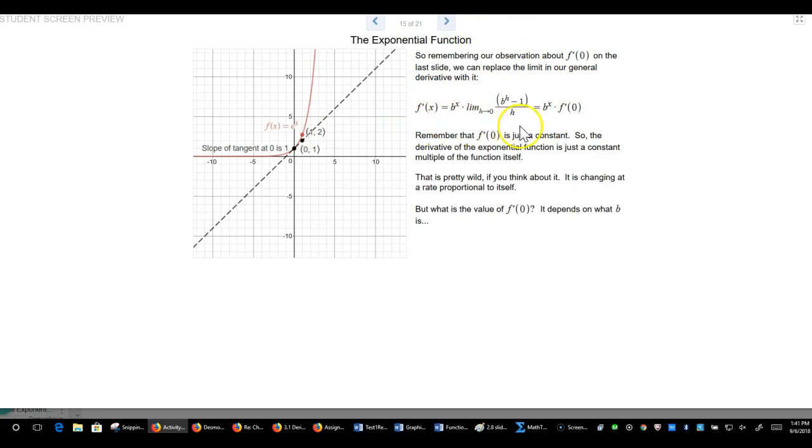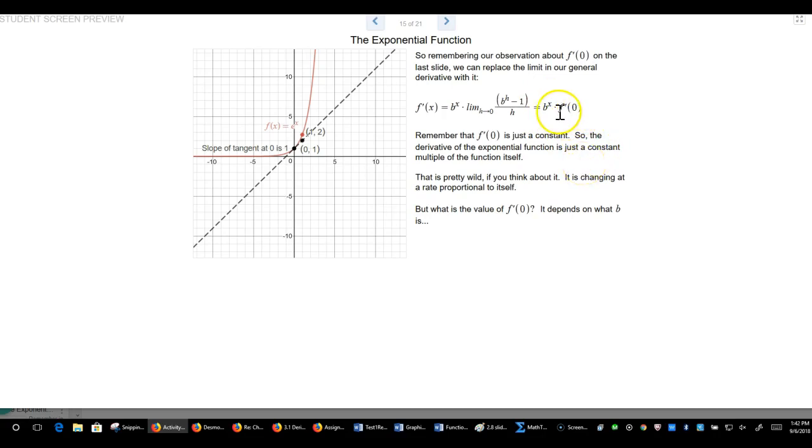So this is kind of putting it all together. I know that the derivative of the exponential function is just the exponential function times some constant value. Remember, f prime of 0 is an actual number. I'm plugging in 0 to the derivative. So this is telling you that the derivative of the exponential function is a constant multiple of the exponential function itself.